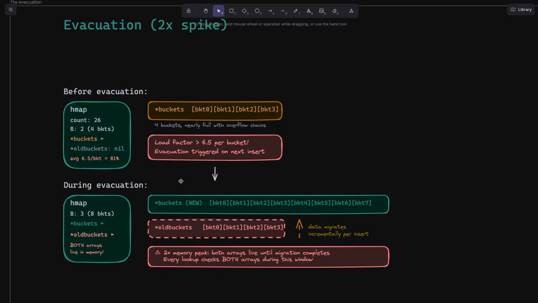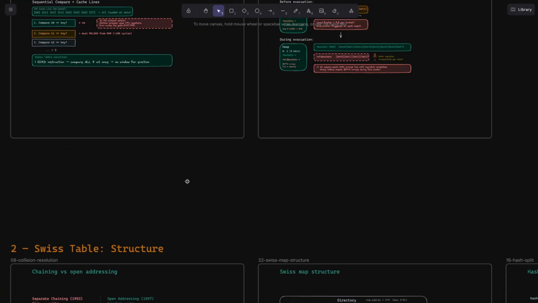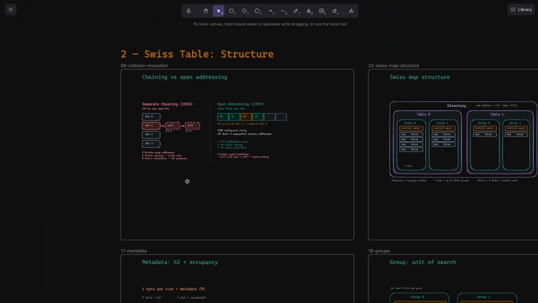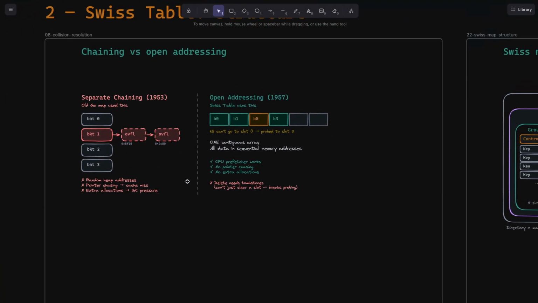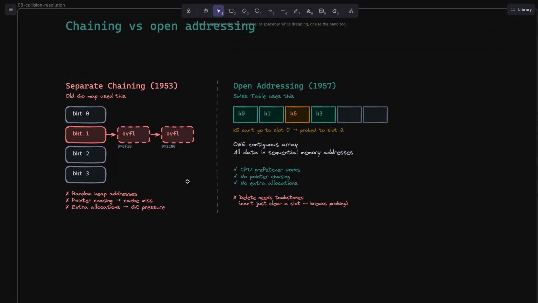How does Swiss Map solve this? And what is an open addressing mechanism? Swiss tables were born at Google Zurich back in 2017, open sourced in C++ and then ported to Go over the next 2 years. And their core decision is a complete change of strategy. Throw out chaining and use open addressing instead.